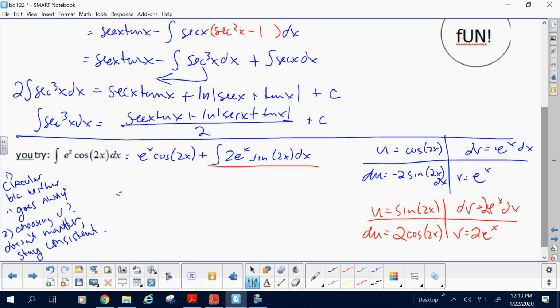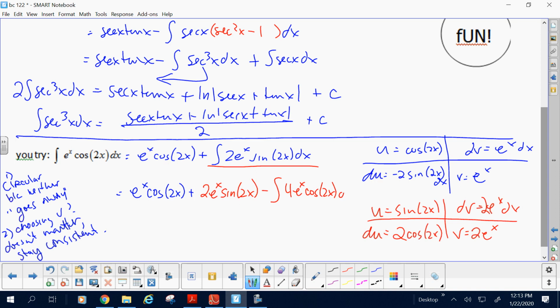Being careful not to lose our first part that was outside the integral, e to the x cosine of 2x. Now we're going to add to that our new uv. Our new uv is 2e to the x sine of 2x minus our new voodoo is 2 or 4. 4. So here's my voodoo right there. So 4 e to the x cosine of 2x.